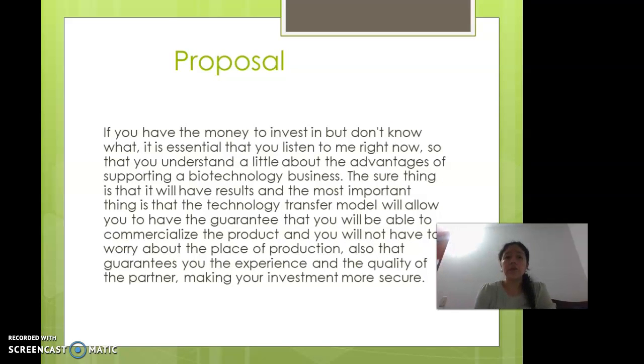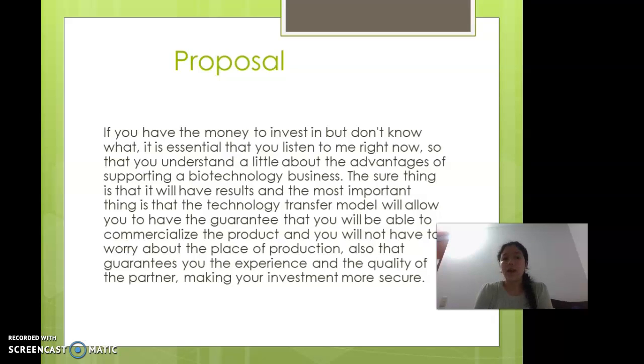Proposal: if you have money to invest but don't know where, it is essential that you listen to me right now so that you understand a little about the advantage of support in the biotechnology business. The sure thing is that it will have results, and the most important thing is that the technology transfer model will allow you to have the warranty, and you will be able to commercialize the products, and you will not have to worry about the place of production.